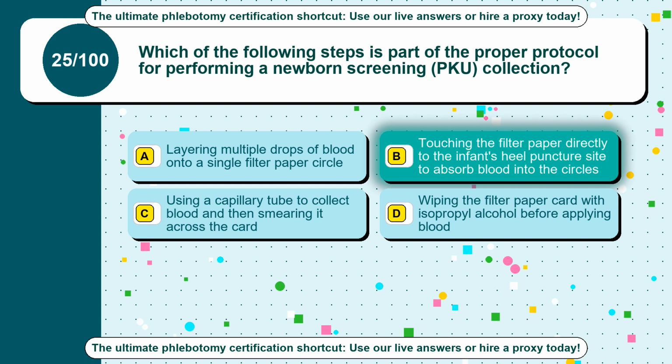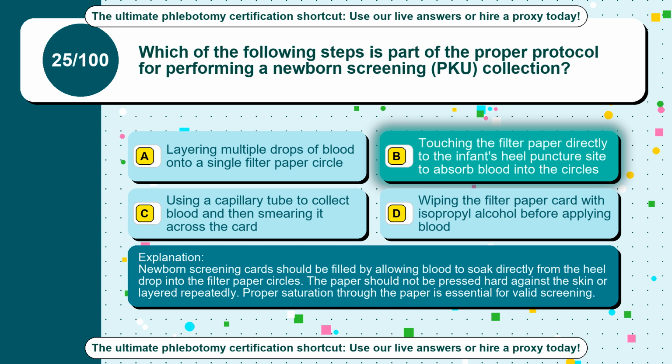The correct answer is option B, touching the filter paper directly to the infant's venipuncture site to absorb blood into the circles. Newborn screening cards should be filled by allowing blood to soak directly from the heel drop into the filter paper circles. The paper should not be pressed hard against the skin or layered repeatedly. Proper saturation through the paper is essential for valid screening.